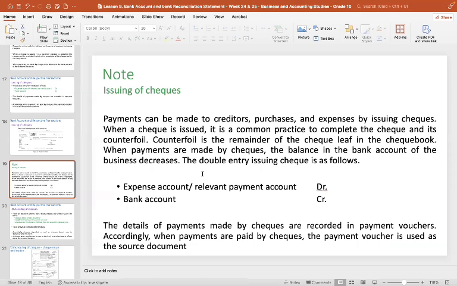The details of payments made by checks are recorded in payment vouchers. Accordingly, when payments are paid by checks, the payment voucher is used as the source document.